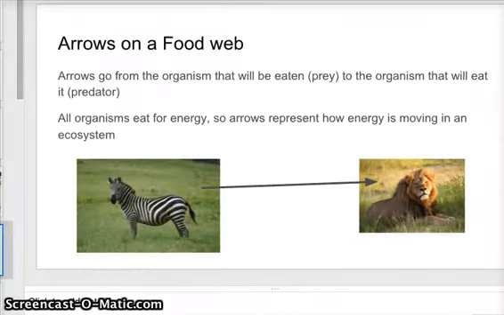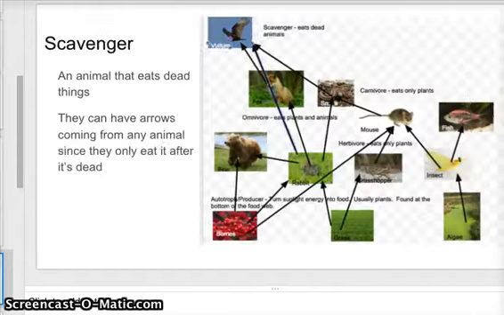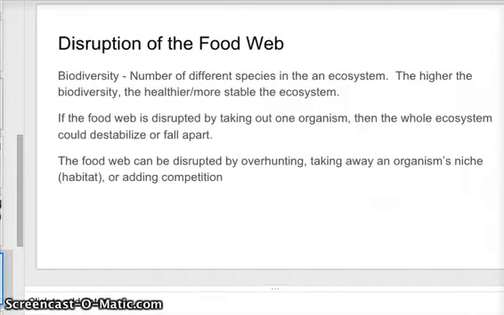I'm just going back to the PowerPoint quick. So we've covered all those, and if you need the definitions again, you can go back to the PowerPoint. Now, two things I want to talk about quickly with food webs before we move on to energy pyramids is that food webs also show the biodiversity, or the number of different species in the ecosystem. If the food web is disrupted by taking out one of those organisms, so the biodiversity decreases, then the ecosystem could fall apart or destabilize.